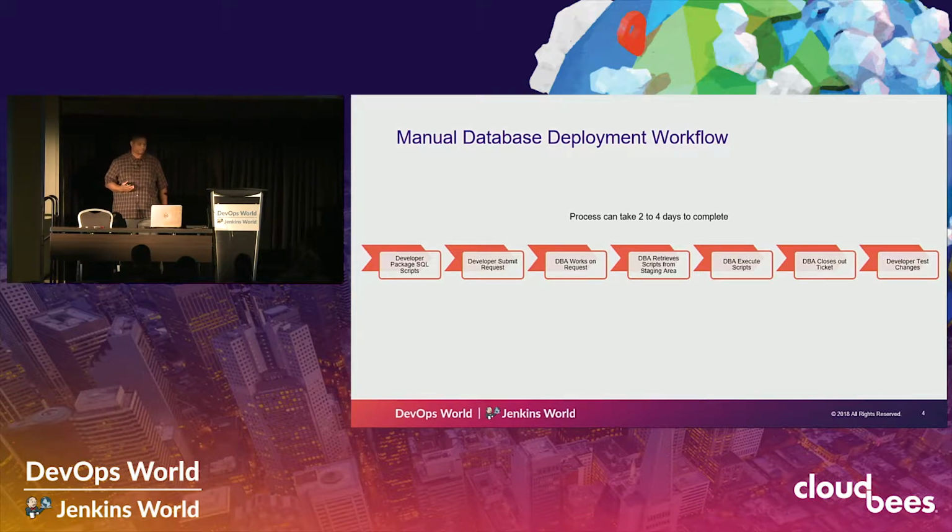So what I want to talk about now is what the manual database deployment workflow looks like. Today, in the manual process, the developer will package up the SQL scripts and submit a request to the DBA to execute those scripts on a target server. The DBA will pick up that request, retrieve those scripts from the staging area, wherever the developer had put those scripts, then execute the scripts, close out the ticket, and then let the developer know that the changes have been submitted, and the developer will go out and test those changes. So that is the current workflow, and that could take anywhere from two to 4 days to complete.